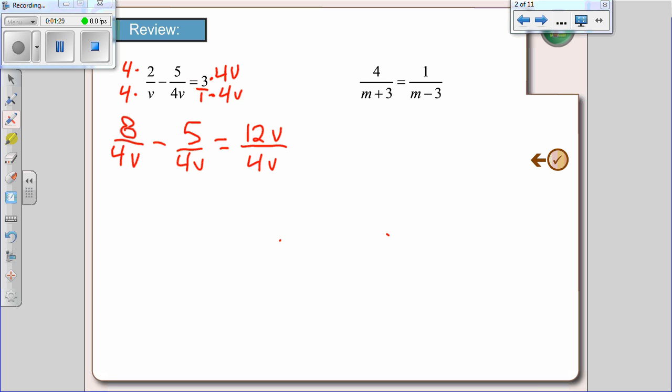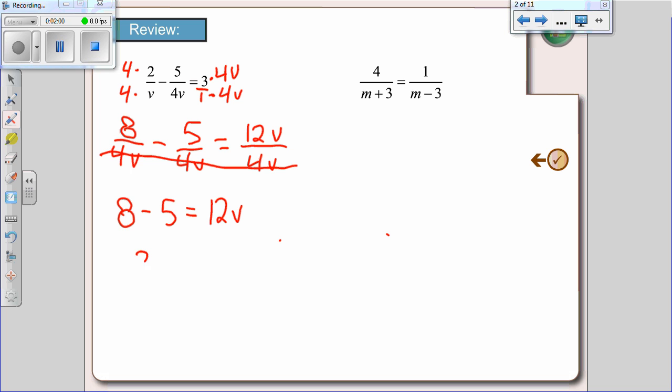Not hard, right? And now we have something we can do a trick to. We have all denominators the same, and we have an equal sign. So what can we do? Eliminate all the denominators. You can only do that if you have all denominators the same and an equal sign. You can't do that if there's no equal sign. 8 minus 5 equals 12b.